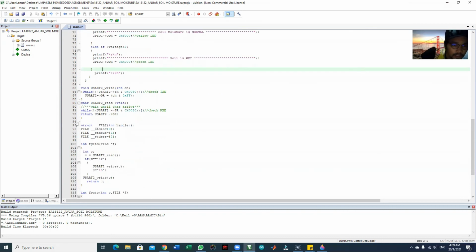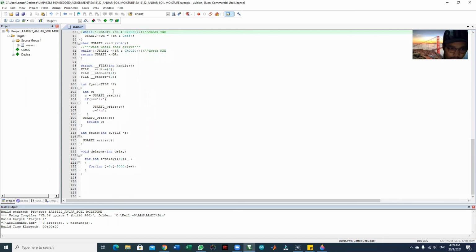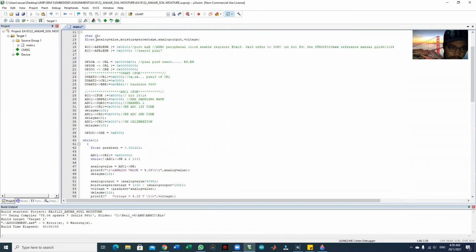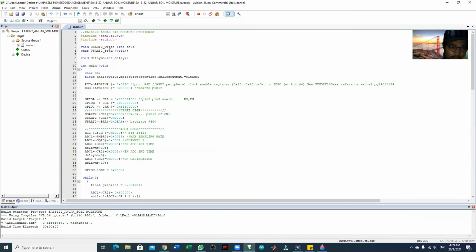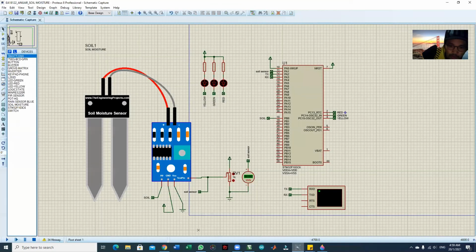The other functions are just for the USART, for the data transmit check and the receive check. And the other is the struct file for the serial monitor, when we use the standard input-output library. So that is it for the code. Last part, we will move to Proteus. So let's go.